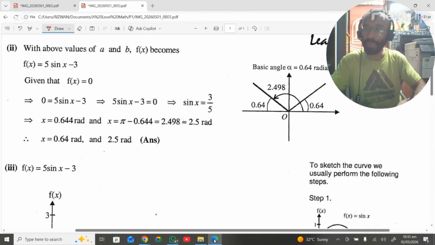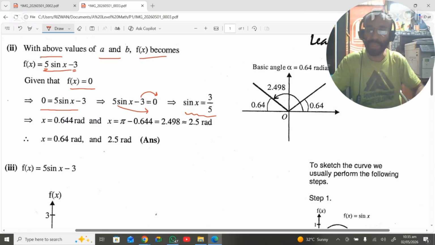x will become, so here we are putting the values of a and b, and because it was given in the equation that f of x is equal to 0, so this vector will become equal to 0, that is 5 sine x minus 3 equal to 0. From here 3 will go to the right hand side, it will become positive, and 5 will go to the denominator of the 3, so sine x will be equal to 3 by 5.